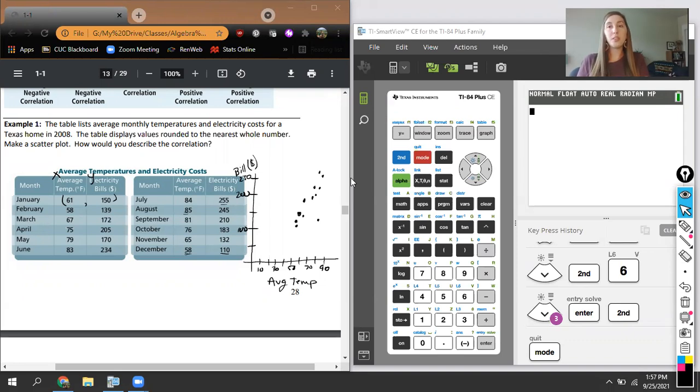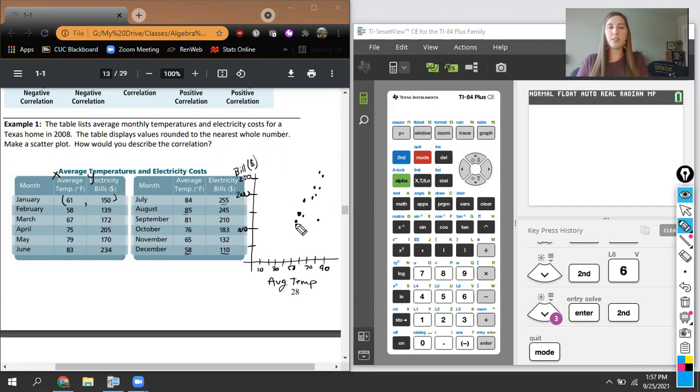So if your points look drastically different than mine, just make sure that you're plotting the X value first and then the Y value. But if it's slightly different, like this point right here is slightly over and maybe yours is right here, that's totally fine. It's just an estimation. It just allows us to be able to see what our correlation might be.